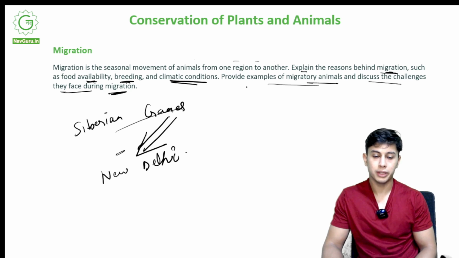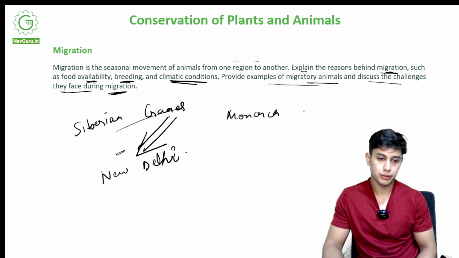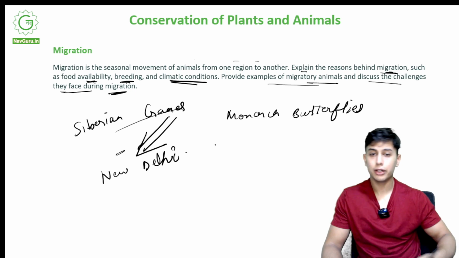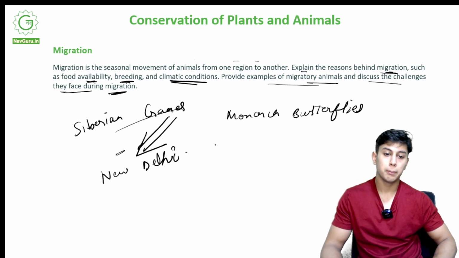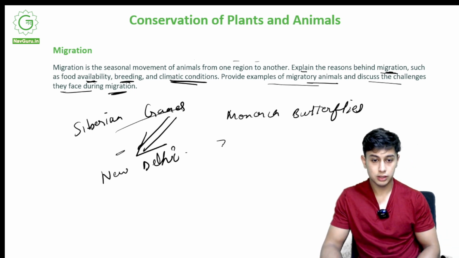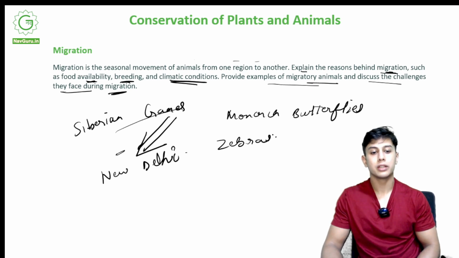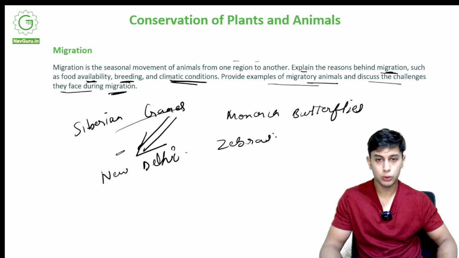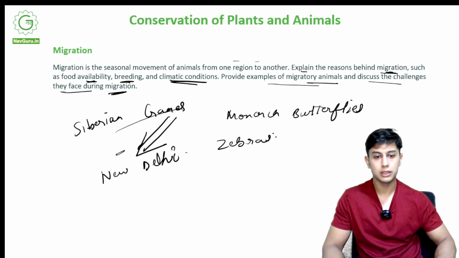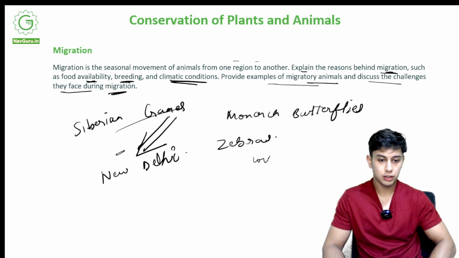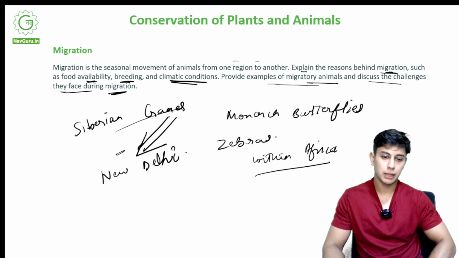So let me give you a few more examples. Okay, monarch butterflies, right? It might not be from one country to another country, but zebras migrate as well when there is a lack of rainfall, when they do not have a lot of water present, within Africa, right? So this happens as well.